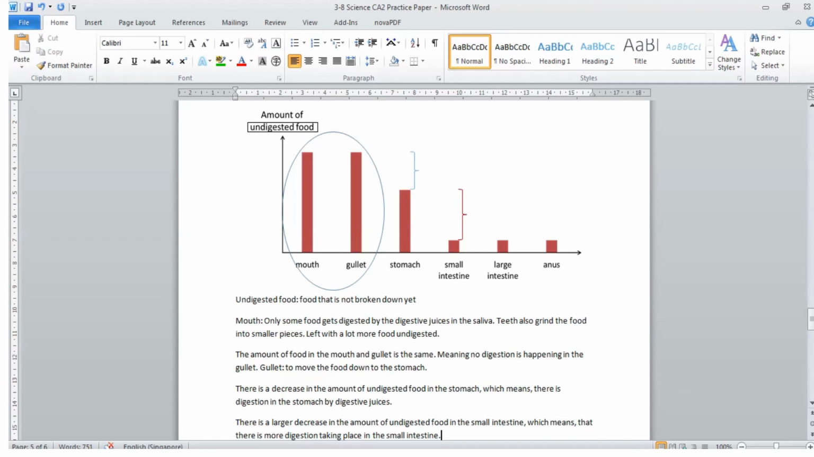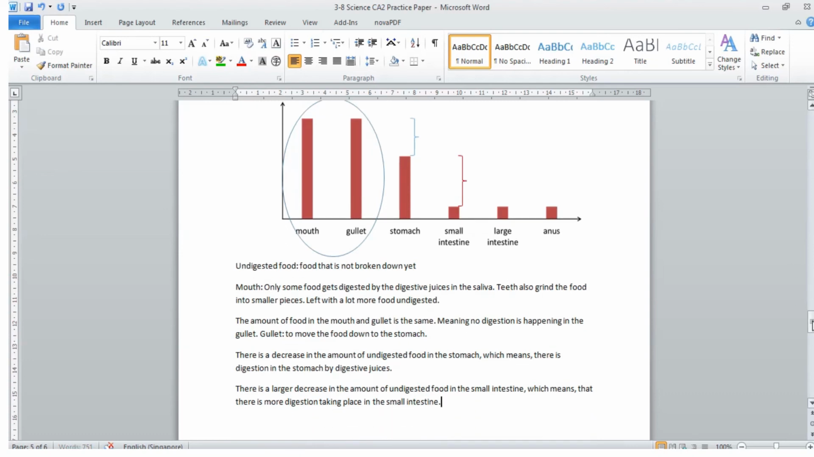Right? So, then let's take a look. Small intestine, this is the amount of undigested food. When it goes to the large intestine, the undigested food remains the same. When it goes to the anus, the undigested food again remains the same. What is happening here? When the amount of undigested food remains the same, what does that mean? It means that there is no digestion taking place. Okay? Very good. So let's just write it down here again.